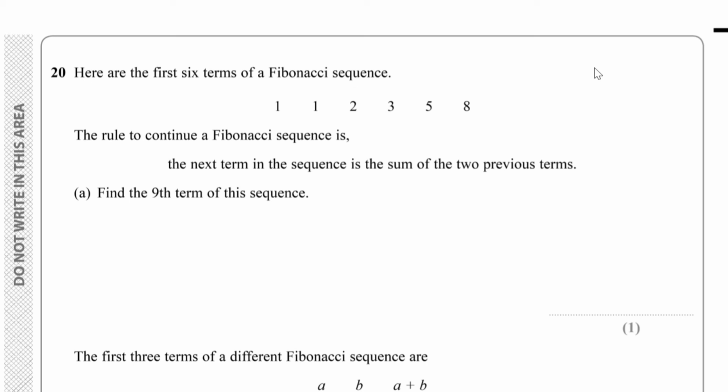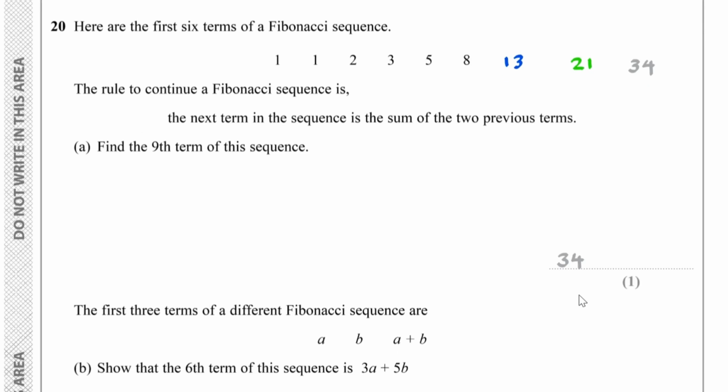Question number 20. Here are the first 6 terms of a Fibonacci sequence. The rule to continue a Fibonacci sequence is the next term in the sequence is the sum of the 2 previous terms. We have to find the 9th term. Well, 1 plus 1 is 2, 1 plus 2 is 3, 2 plus 3 is 5, 3 plus 5 is 8, 5 plus 8 is 13, 8 plus 13 is 21, 13 plus 21 is 34. We've got here 34 being the 9th term.